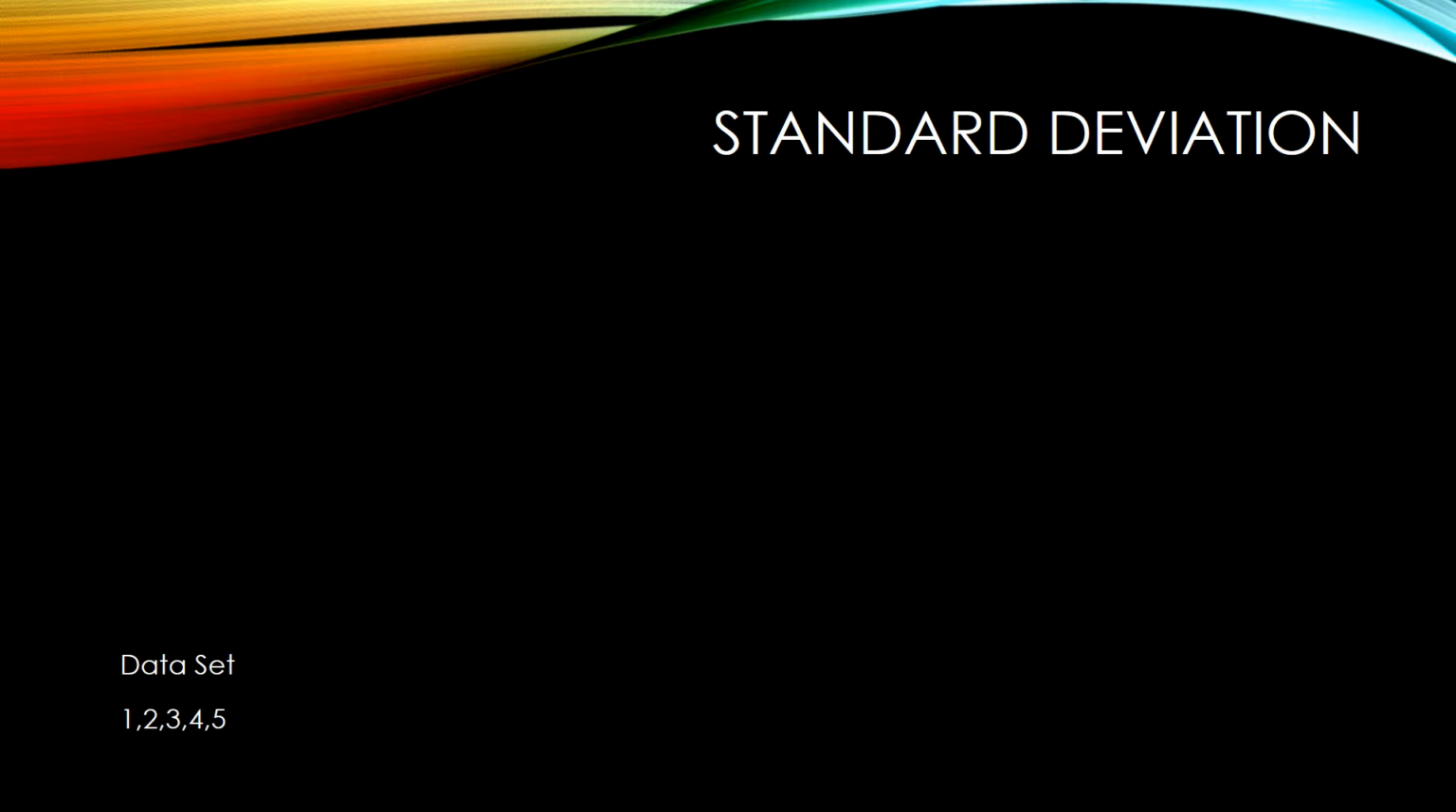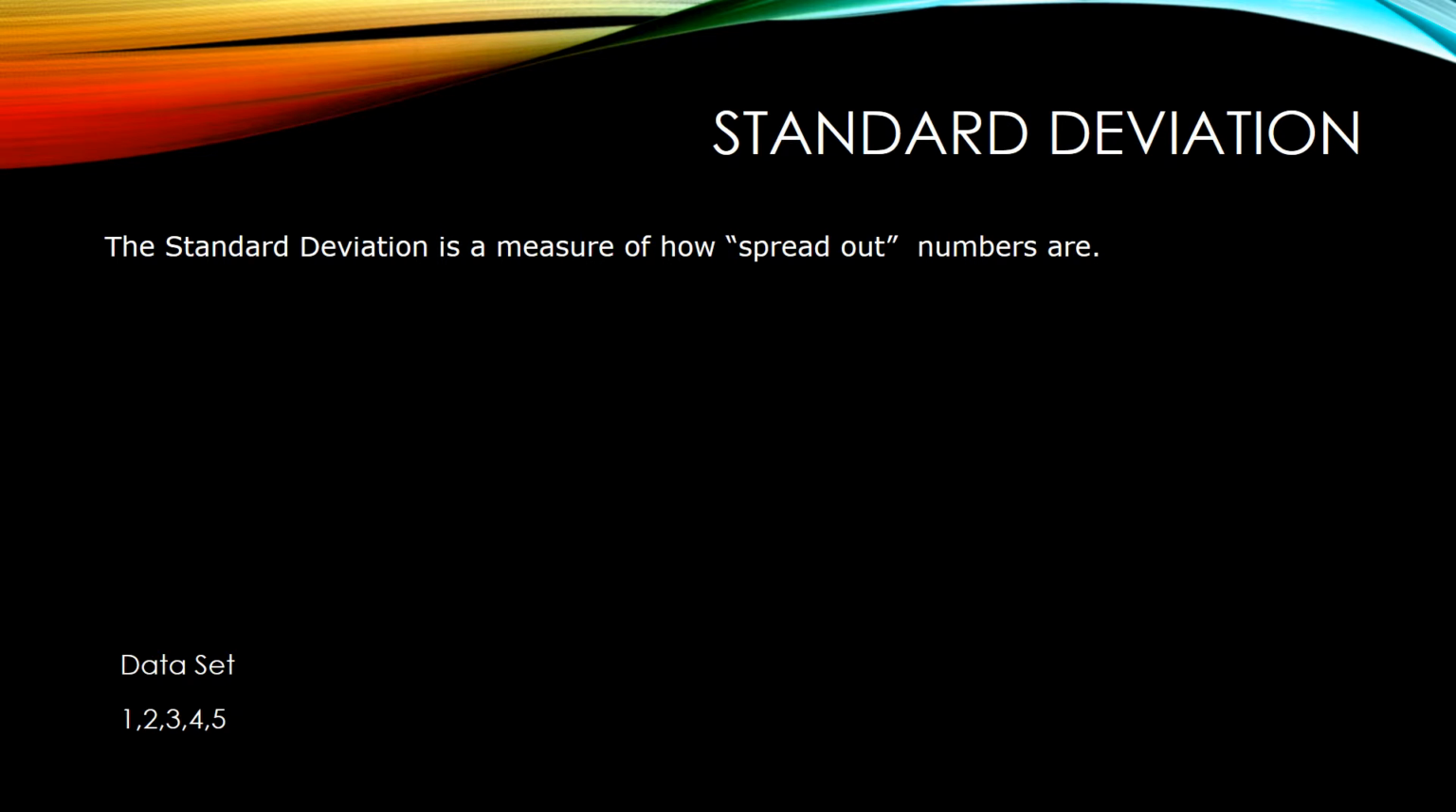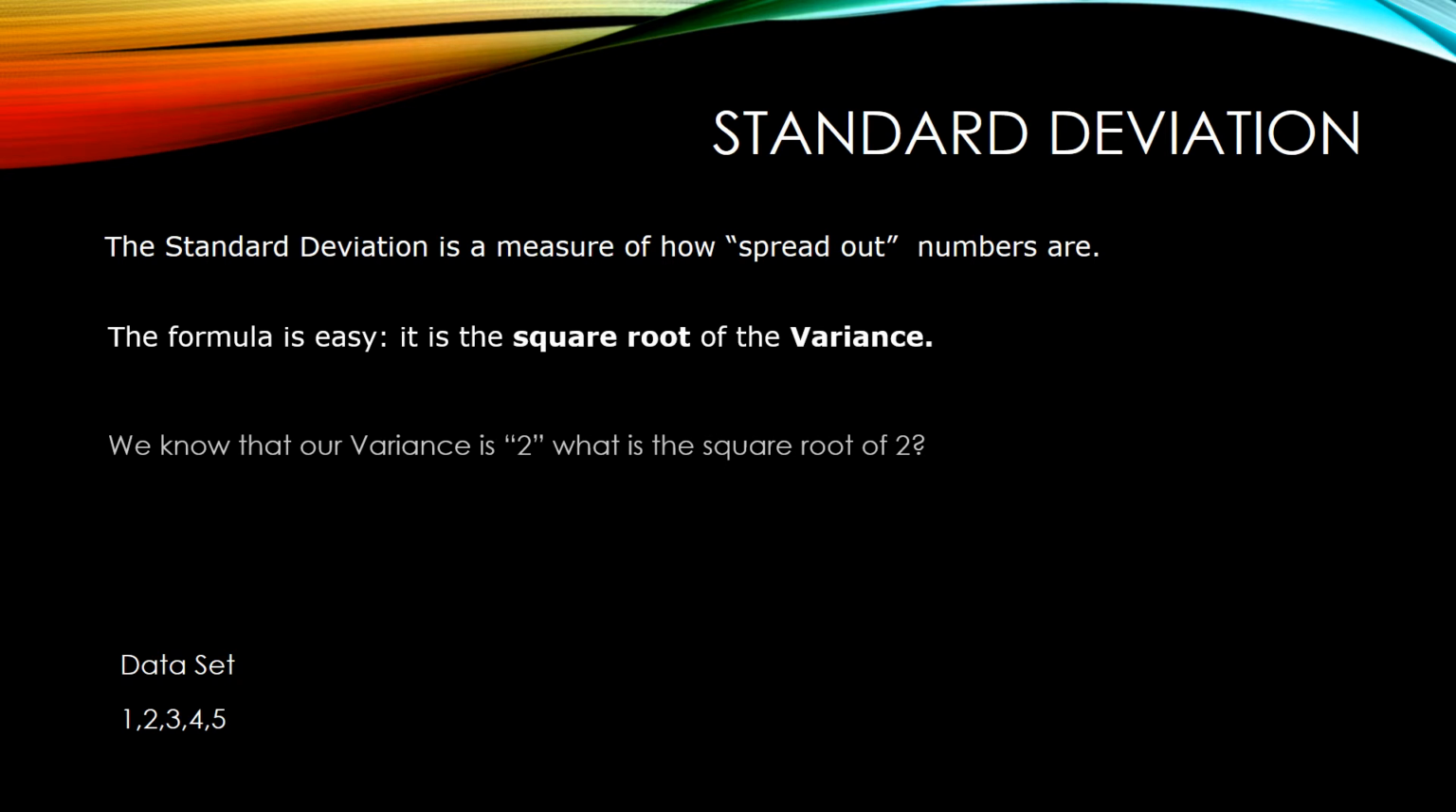Alright, standard deviation. Now, it's pretty easy to calculate. It's a measurement of how spread out the numbers are, and the formula is just the square root of the variance. So the hardest part was figuring out the variance. We just did that, and we know that our variance in that data set is 2. So what is the square root of 2? It is 1.41, and you can get that just on your calculator, which is the fastest way to do it.